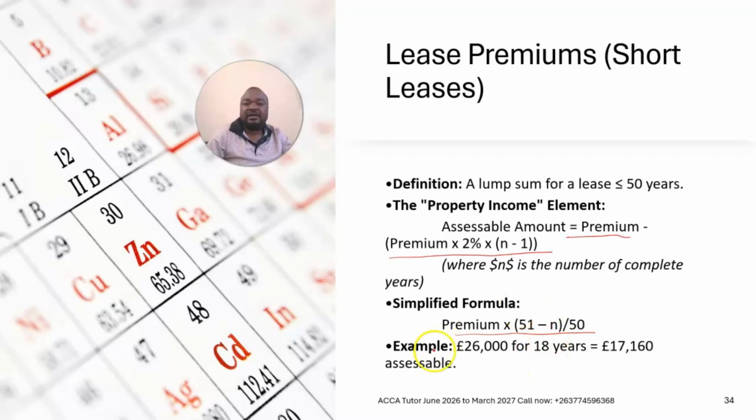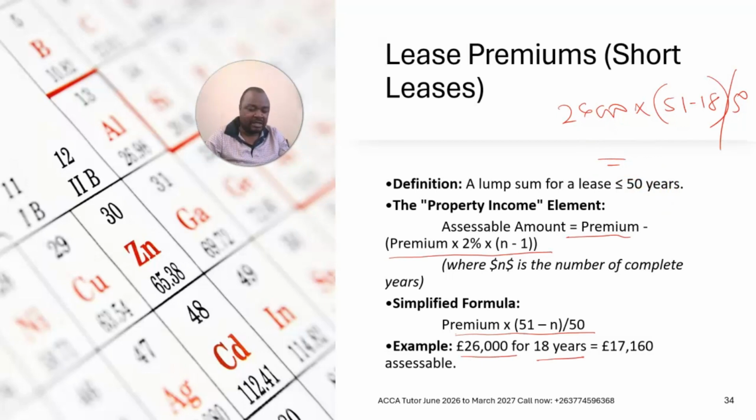So you are a landlord and you are given £26,000 for 18 years. The assessable amount should be 17,160. Why? Because if we put this in the formula, that is 26,000 multiplied by (51 minus 18) over 50. Over 50, this should be giving us that same amount.